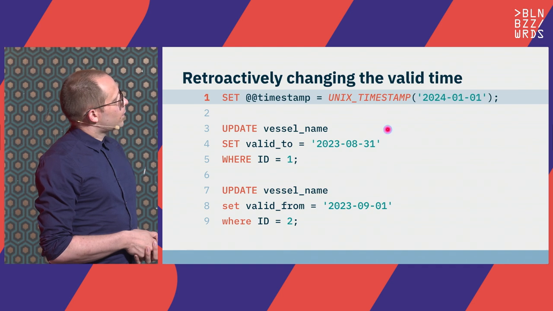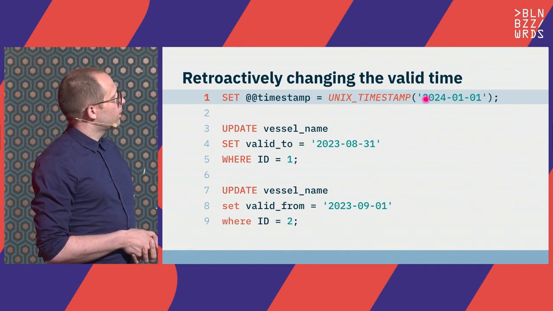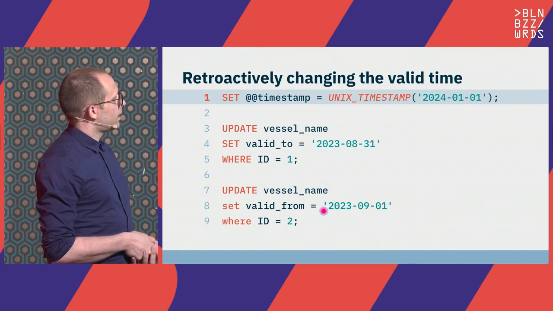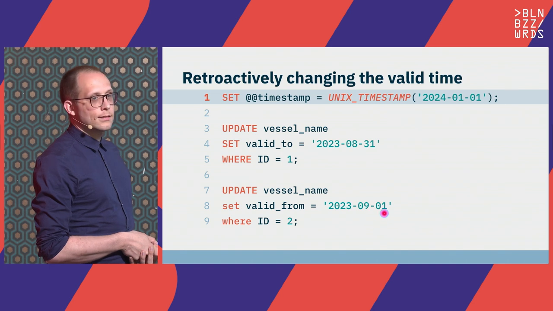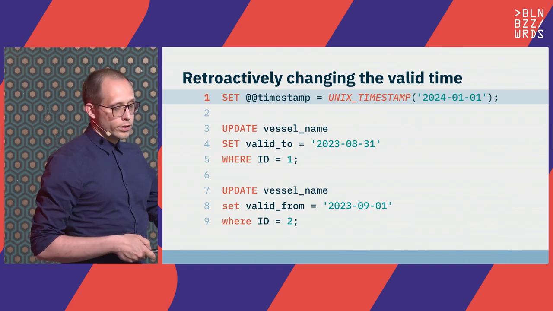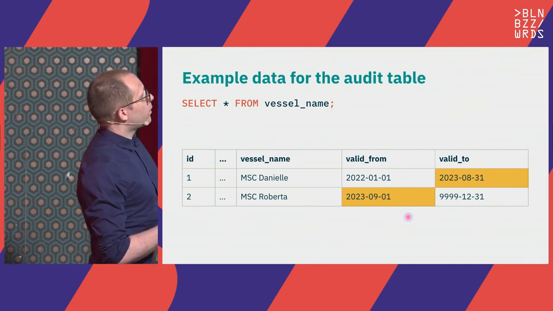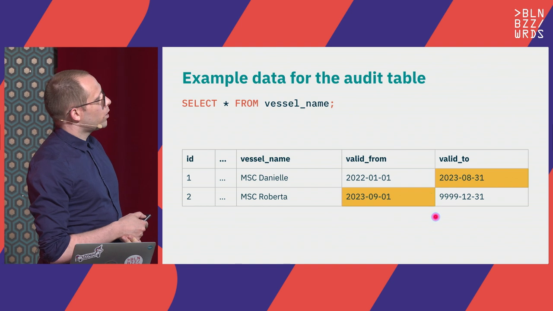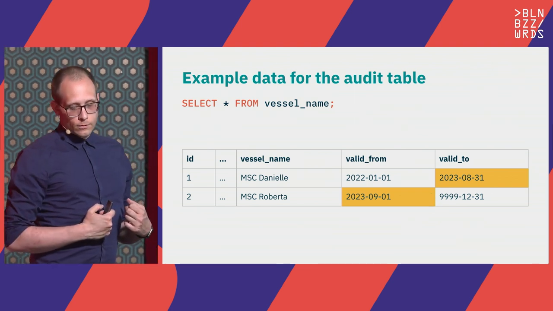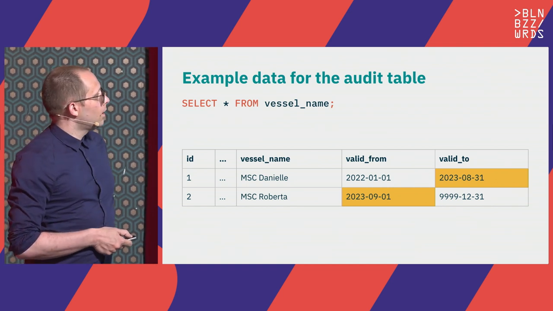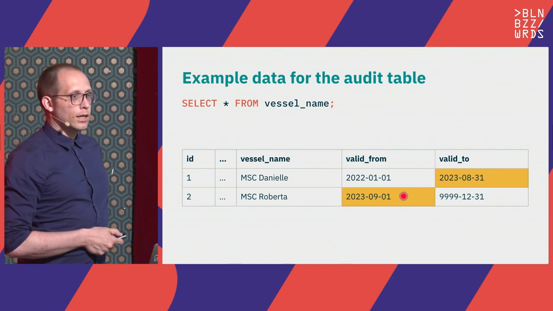And then we jump forward to the beginning of 2024, and then we add our new information that the vessel name for the first name entry was only valid until end of August 23, and the vessel name for the second name entry is actually valid since September 23. So that retroactive change we already did. If we now query the table without any parameters limiting the transaction time, we only get the current version, right? We don't see the historic version. We only get the currently valid version with the new fields we updated at the beginning of 2024.